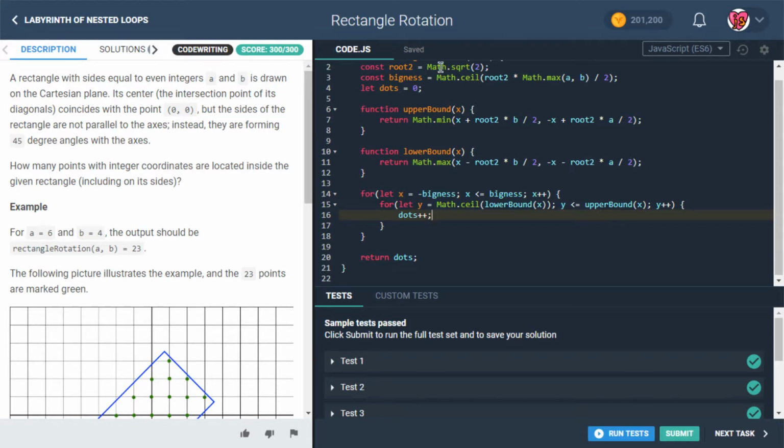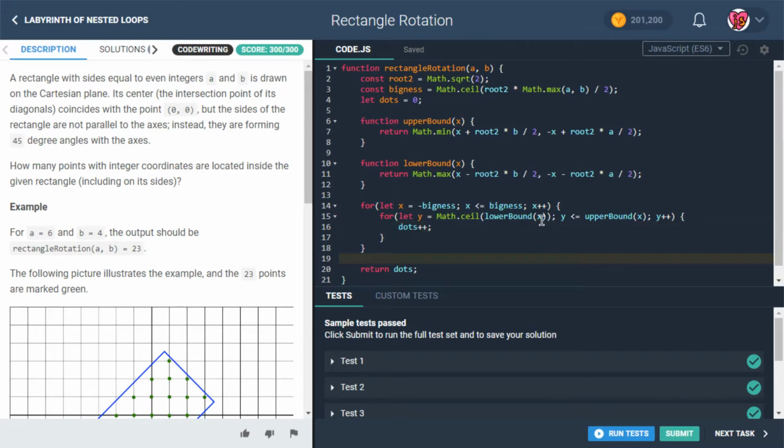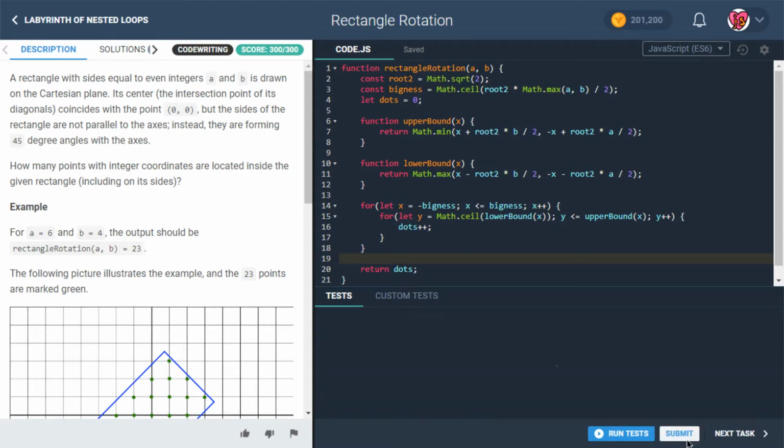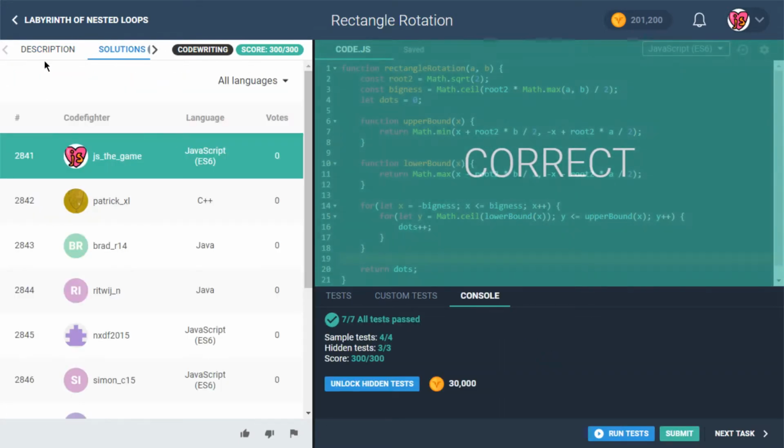So this is more of a micro optimization. It's not changing the time complexity, but it is changing the runtime quite significantly. Okay, cool. Let's submit that. We like it. Everyone's very happy.